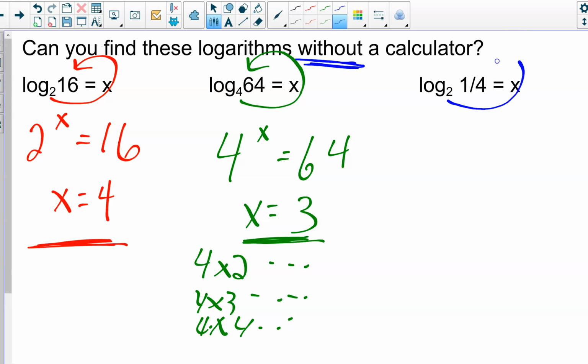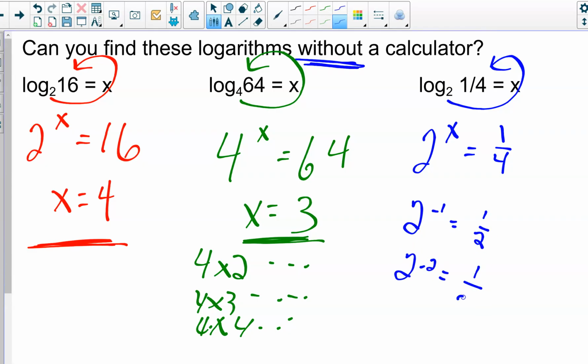And then this last one here, 2 to the x equals 1/4. And I'm thinking that this x has to be negative. So you'd have like 2 to the negative 1, which is 1/2, 2 to the negative 2, which is 1 over 2 squared, which is 1/4. So thinking this has to be negative because the answer is a fraction. So x is going to be equal to -2, as we saw in this one right here.